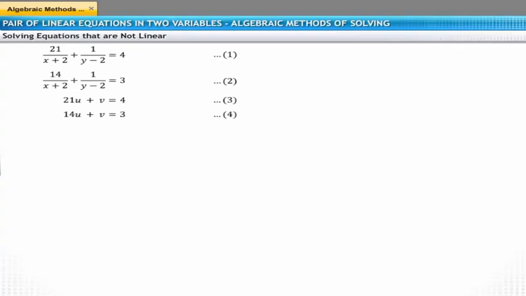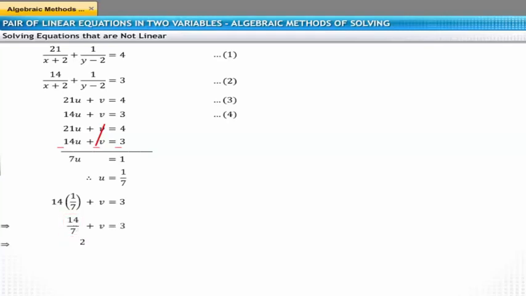Let's use the elimination method. Observe that the coefficients of v in both the equations are the same. So we can eliminate v by subtracting equation 4 from equation 3. Simplifying, we get u is equal to 1 divided by 7. Now substituting the value of u in equation 4 and solving, we get v is equal to 1.